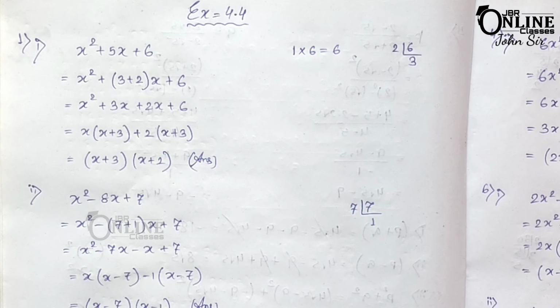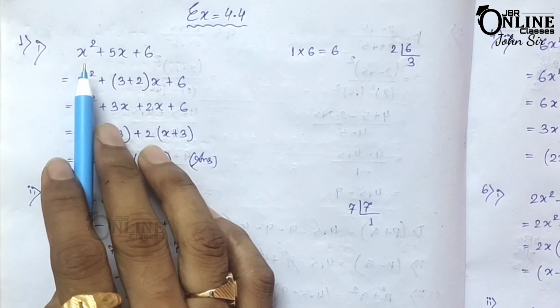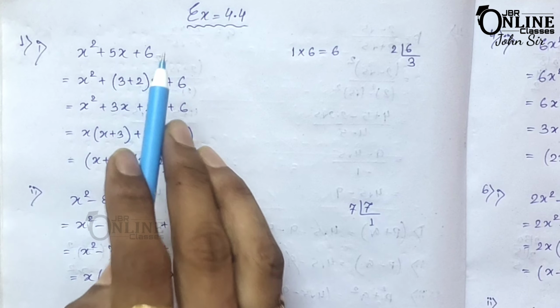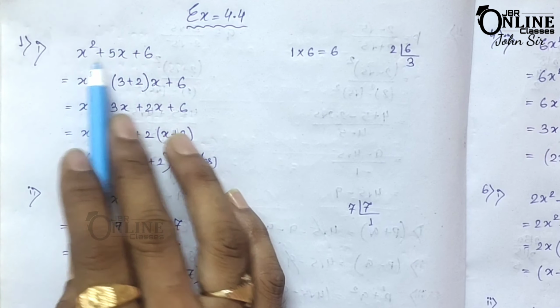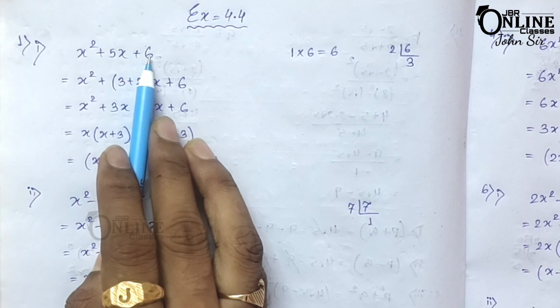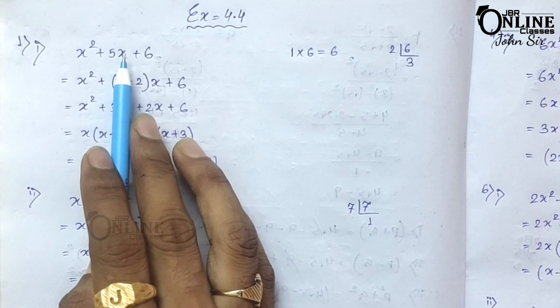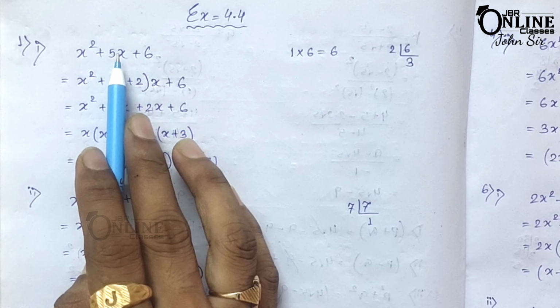Now what is the middle term factorization method and what do we do in this method? Here the expression is x square plus 5x plus 6. In each and every problem there will be three terms: first one x square, second one 5x, and third one 6. So here 5x is the middle term.